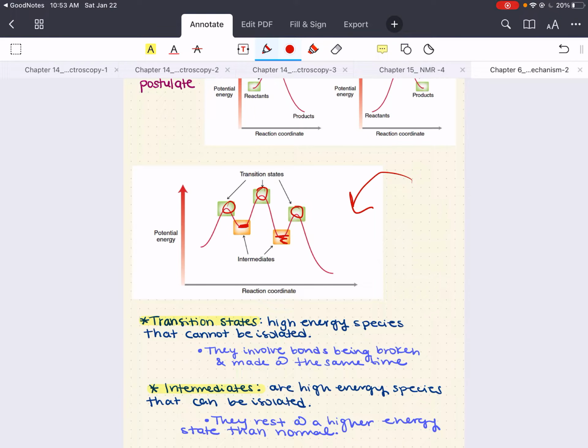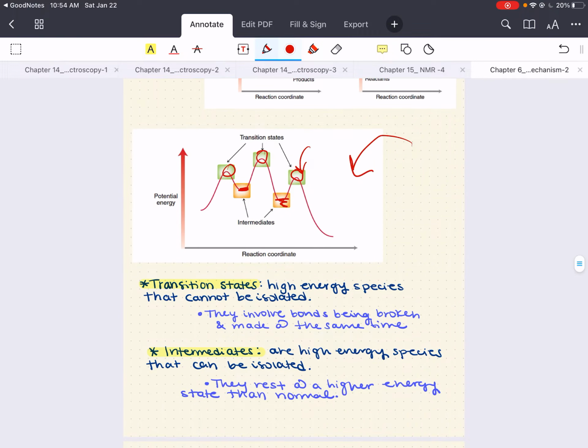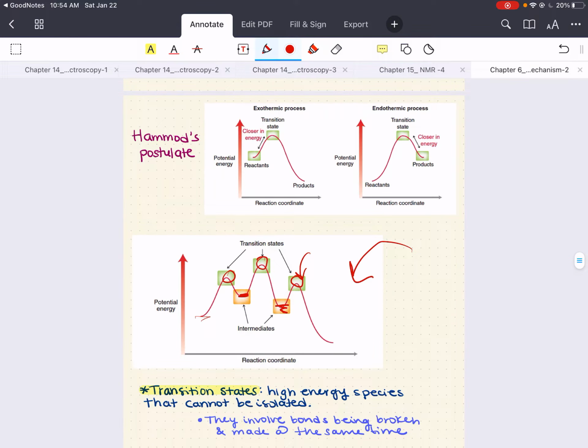So in a reaction process, you usually can't extract these transition states, but our reaction goes through them to form products and even to form intermediates. And intermediates are high energy species that can in fact be isolated. They rest at a higher energy state than normal, especially in comparison to reactants and products, but you can indeed isolate them.